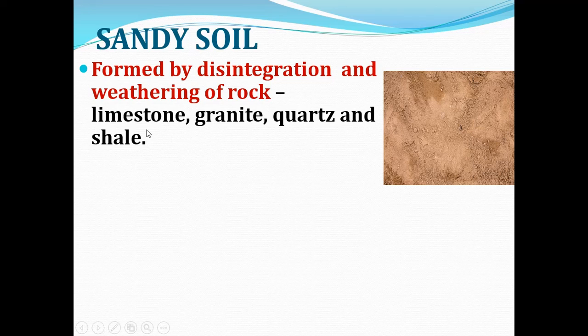such as limestone, granite, quartz and shale. So when there is a weathering of these rocks such as limestone, granite, quartz and shale, it results in the formation of sandy soil. Okay, so sandy soil is formed by disintegration and weathering of rocks such as limestone, granite, quartz and shale.